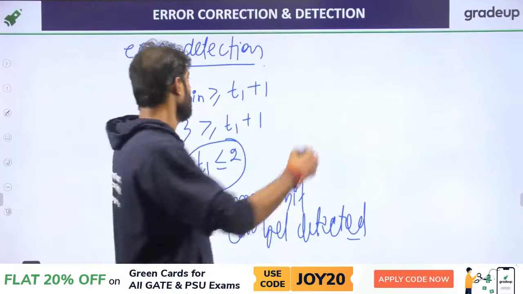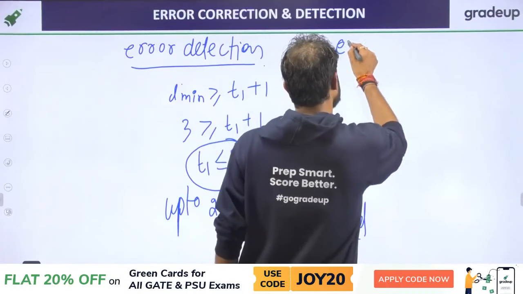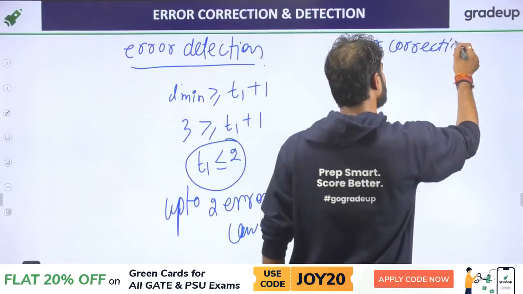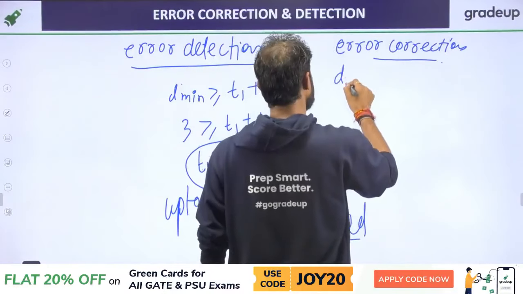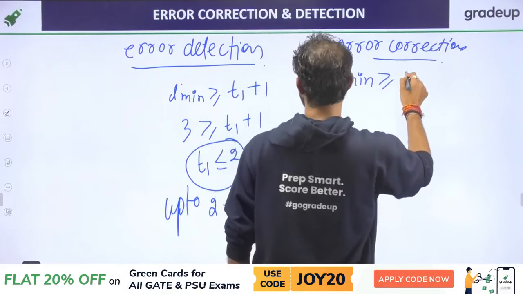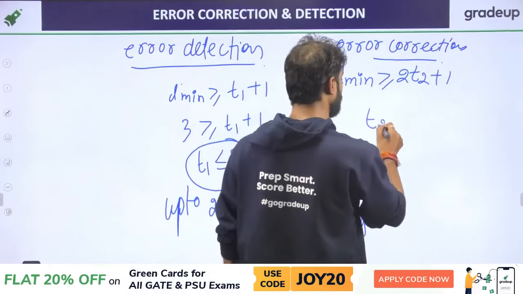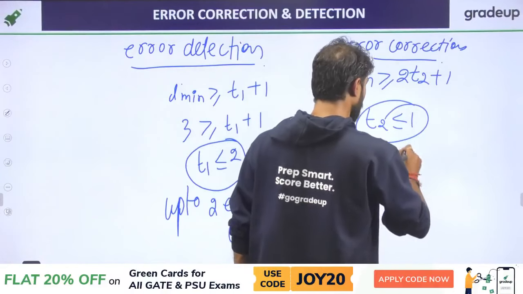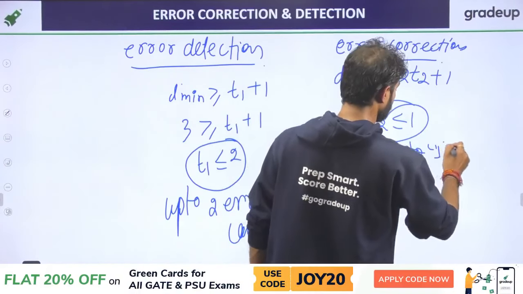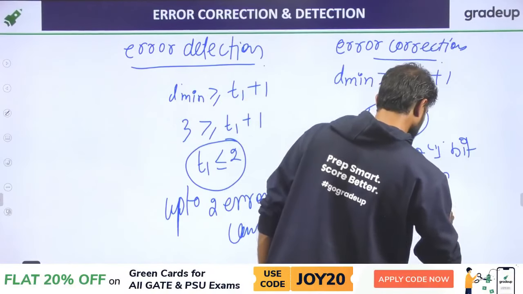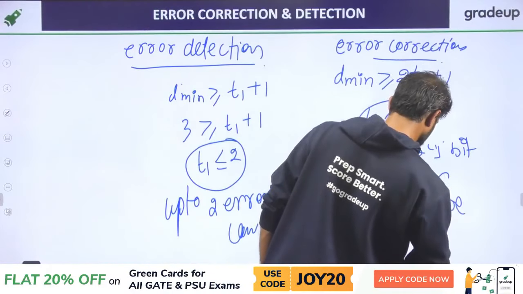Yes. For the error correction, you will get: D minimum should be greater than or equal to 2 T2 plus 1. So if you write D minimum 3, you will get T2 should be less than or equal to 1. So up to 1 bit error can be corrected.